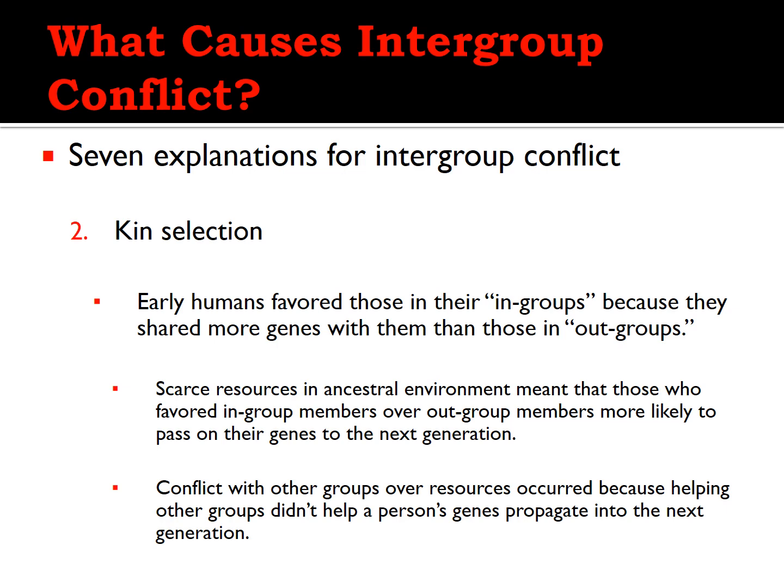Conflict with other groups over resources occurred in the ancestral environment because helping other groups didn't help a person's genes propagate into the next generation. There was not a lot to be had on the African savanna. Food was hard to get and it was precious. Thus, when early humans came upon a food source, they were very protective of it and would only let members of the in-group have access. If members of an out-group tried to gain access to this resource, and they often did, conflict would ensue.